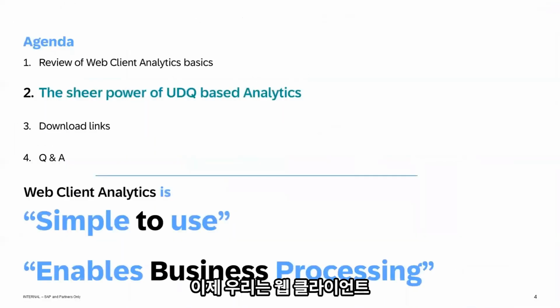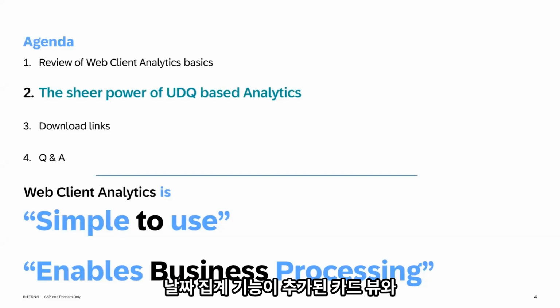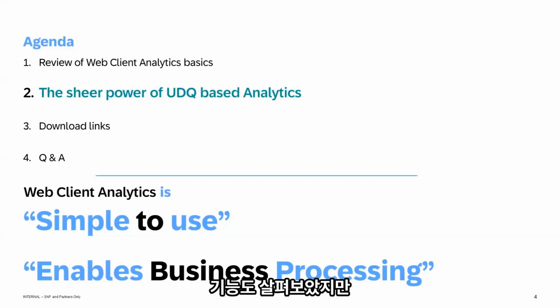With that, we've completed the first part of reviewing the basics of our web client analytics. And what have we seen? We've seen the list view, the table view, the chart view, the card view, augmented by the date offset functionality and the date aggregation functionality. We've also seen the general overview views, and the linked view functionality.